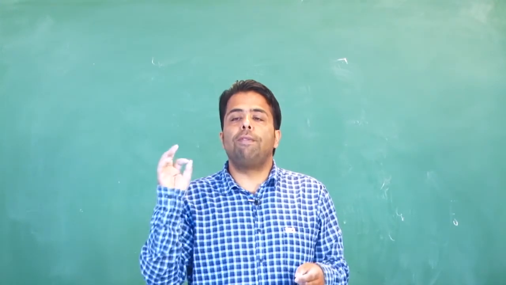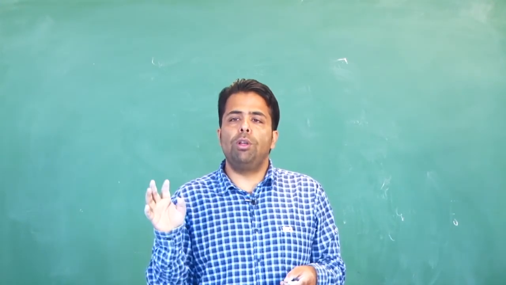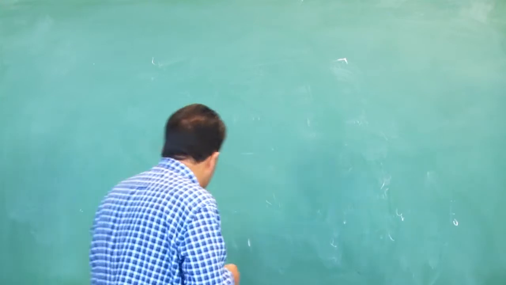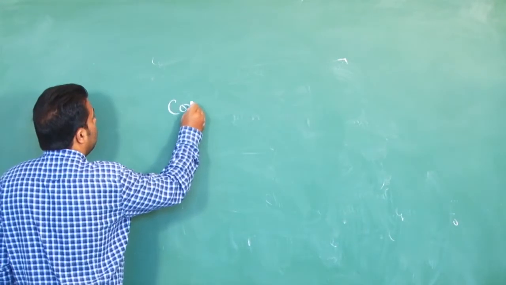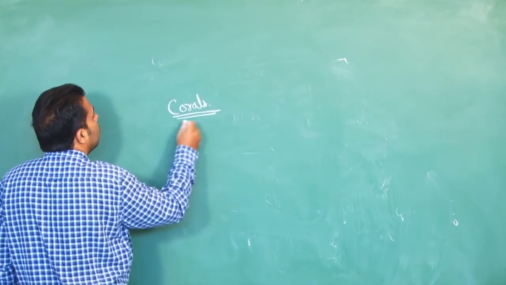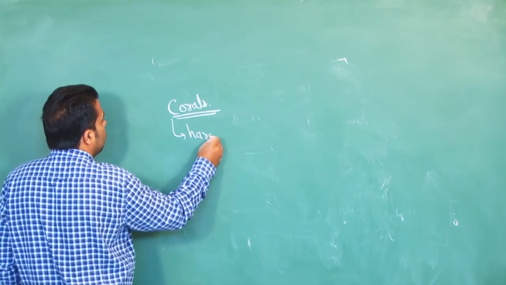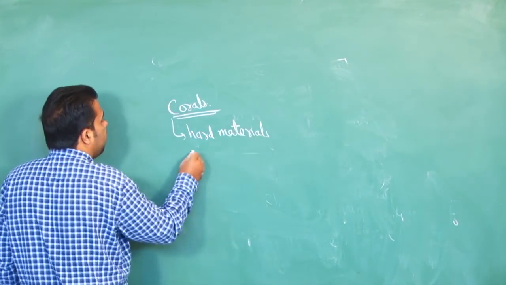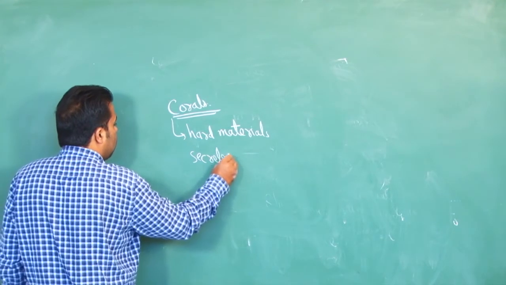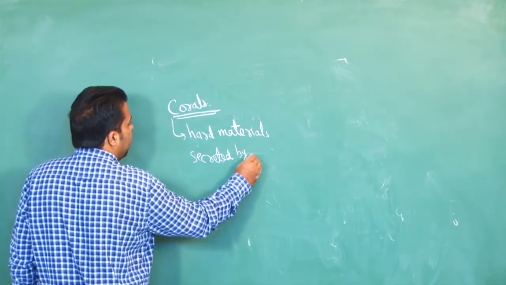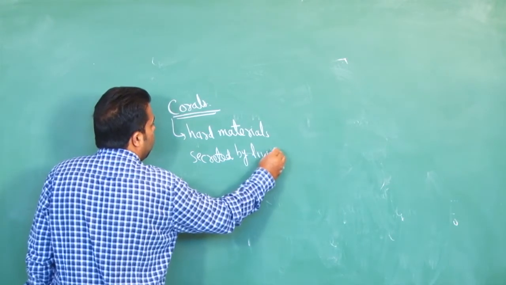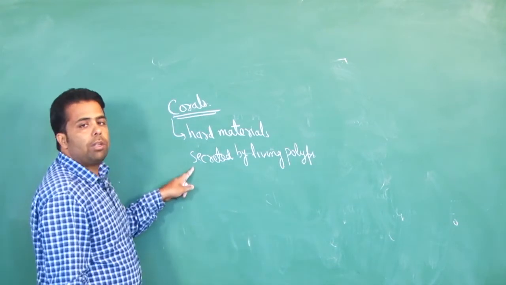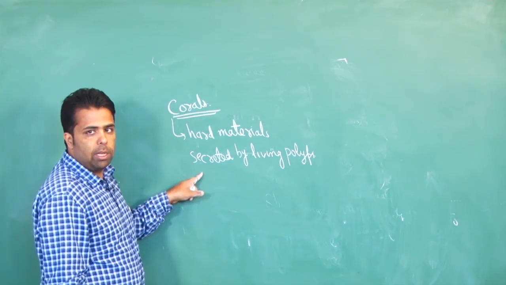Dear students, we are discussing the phylum Coelenterata. And from our childhood, we have heard a word that's called coral and coral reefs. What are corals? Corals are hard materials secreted by living polyps. So what is a coral? Coral is a hard material, and these hard materials are secreted by living polyps.